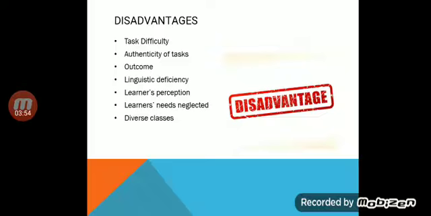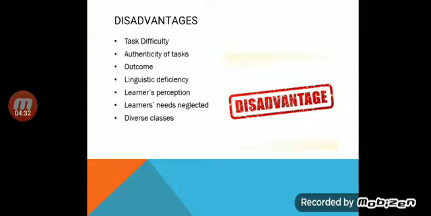The disadvantages could be the task difficulty, the authenticity of tasks. Some of them suggest that a task has to be a real world activity. The outcome: one of the characteristic features of a task is that it results in a clear outcome. A specified objective is an essential feature of a task. Linguistic deficiency. Learners who are beginners with no linguistic resources find it very difficult to take part in a task.